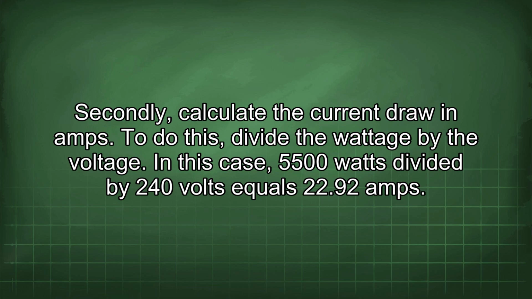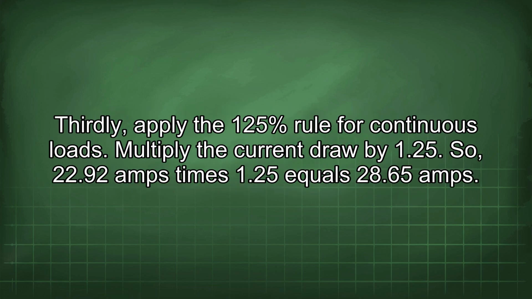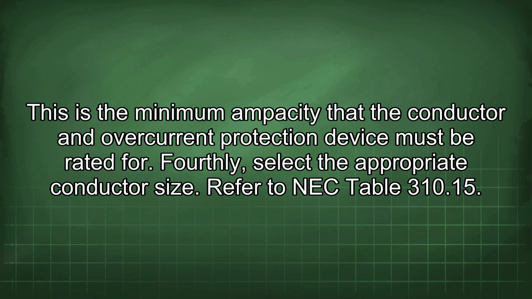Secondly, calculate the current draw in amps. To do this, divide the wattage by the voltage. In this case, 5,500 watts divided by 240 volts equals 22.92 amps. Thirdly, apply the 125% rule for continuous loads. Multiply the current draw by 1.25. So, 22.92 amps times 1.25 equals 28.65 amps. This is the minimum ampacity that the conductor and overcurrent protection device must be rated for.